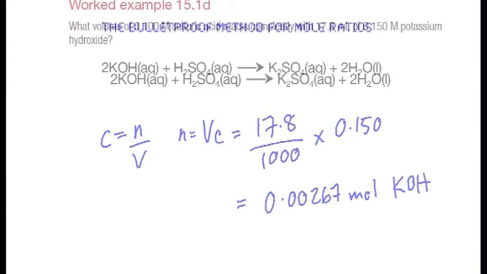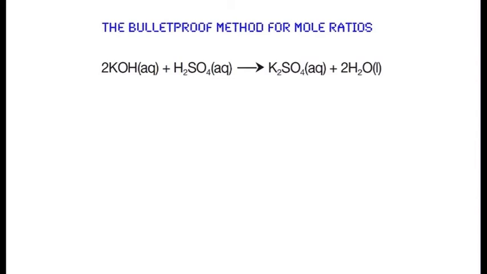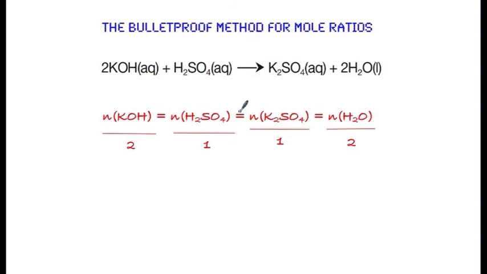Now, we use our bulletproof method for mole ratios. Take that equation, rewrite it as a series of equalities, putting a coefficient each time at the bottom. So 2 for potassium hydroxide on the bottom, 1 for sulfuric acid, 1 for potassium sulfate, and 2 for water, okay? And then we pick the part of that set that helps us, which is the part relating potassium hydroxide and sulfuric acid, and then we substitute values in.